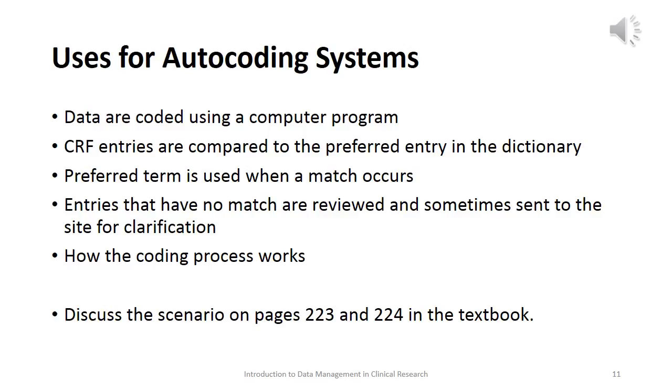If you want to see a simple way these autocoding systems work, read the scenario on page 223 and 224 in your textbook. It'll describe how a site enters a specific term, and then the autocoder checks it and doesn't find it, but then the user updates the preferred term so that the next time the verbatim term is entered by the site on the CRF page, it will get checked and it will get converted into the preferred term. That way, all of our terminology is going to be consistent throughout the trial.